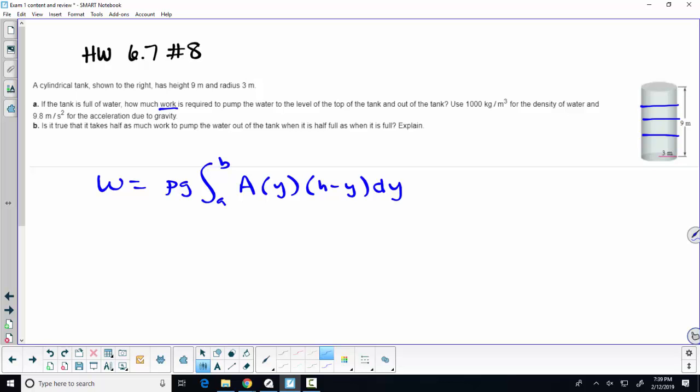Our cross sections form circles, and each circle has an area of pi r squared. It's not like a cone, where the radii would vary as we moved up or down. The radius is constant here, so it's always just 9 pi for the area. Because the cross sections generate circles that don't vary, the area function here happens to be a constant.